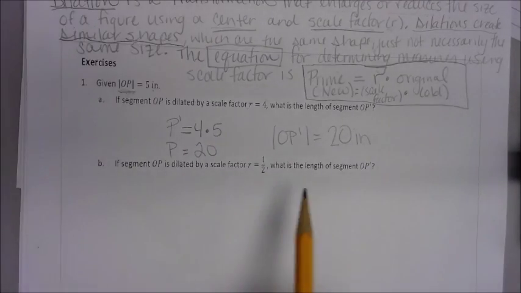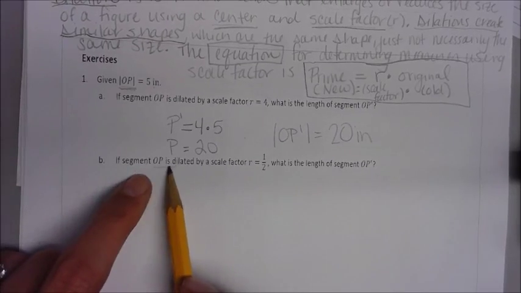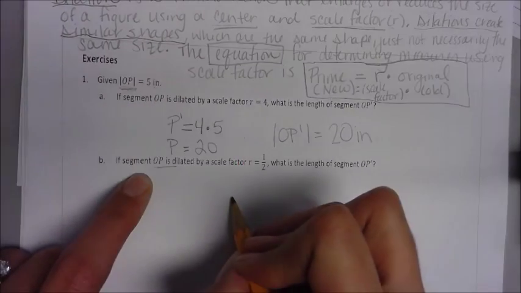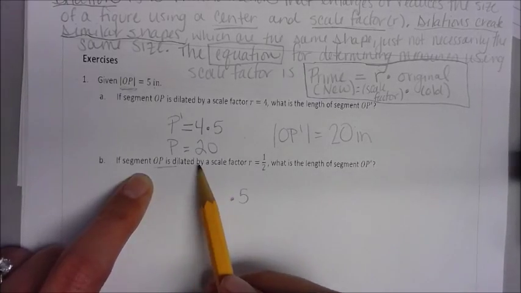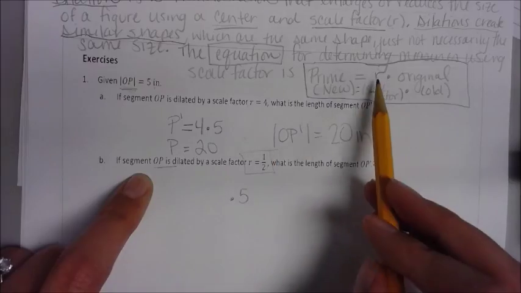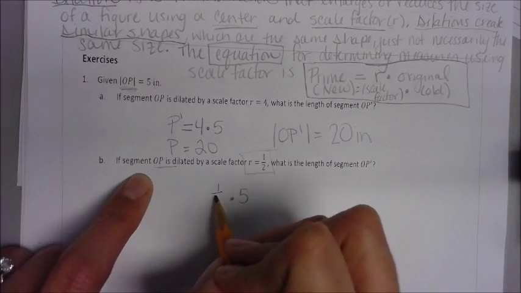So to solve part B, we set up the same thing. We know the original measurement, OP, is 5 inches, so we're going to take something times 5. It tells us that it's being dilated by a scale factor of 1/2, so I know R is being taken times the original. So I'm going to take 1/2 times 5.